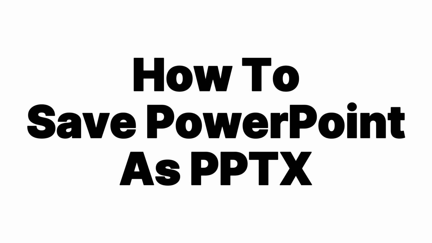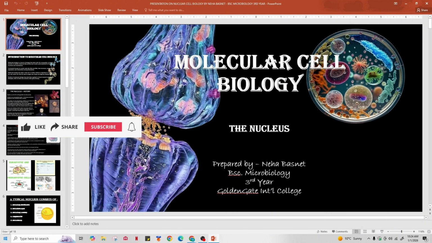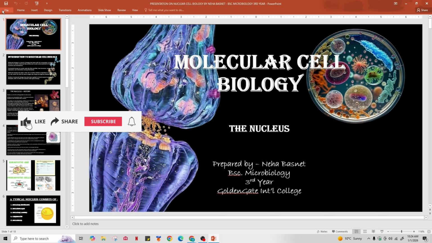Here is how to save your PowerPoint presentation as a PPTX file. Saving as a PPTX file allows you to open, view, and share the file with others in the future. So first, you need to go ahead, open your PowerPoint application on your device, then open the file that you want to change into PPTX.